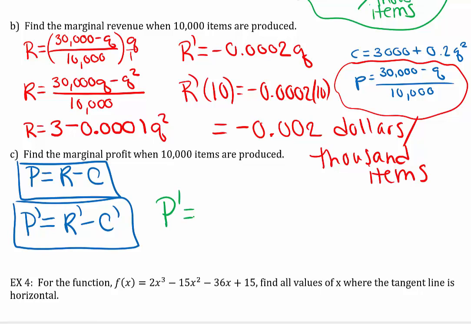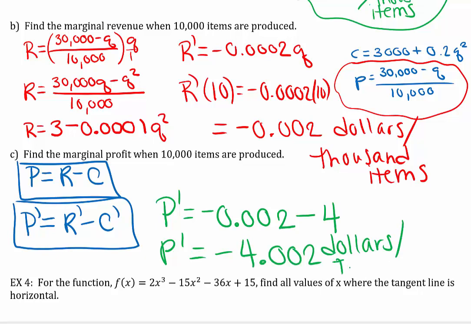I'm going to take my marginal revenue, which is negative 0.002, and then I'll subtract my marginal cost, which was 4, and that gives me negative 4.002, again, dollars per 1,000 items. So the marginal profit is also negative. That tells me if I increase the number of items I produce, my profits are actually going to go down. And that makes sense because we learned that our costs will go up, but our revenue will go down.